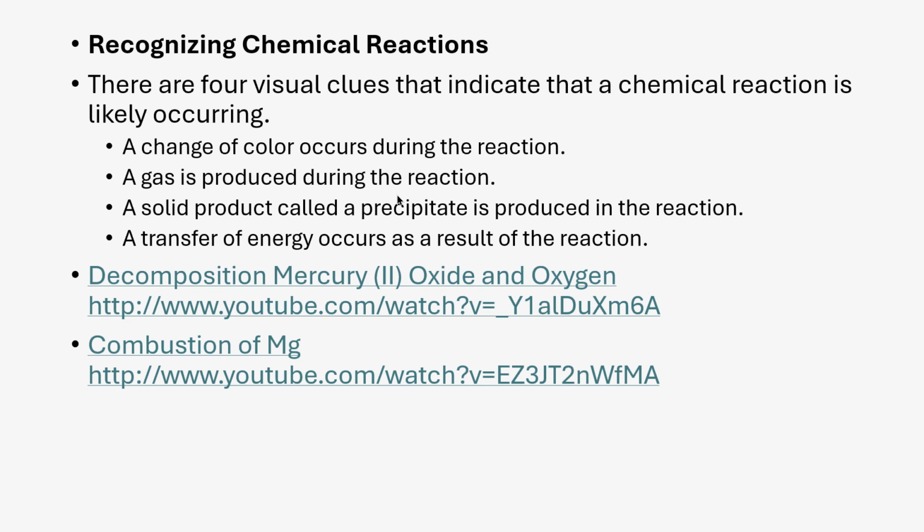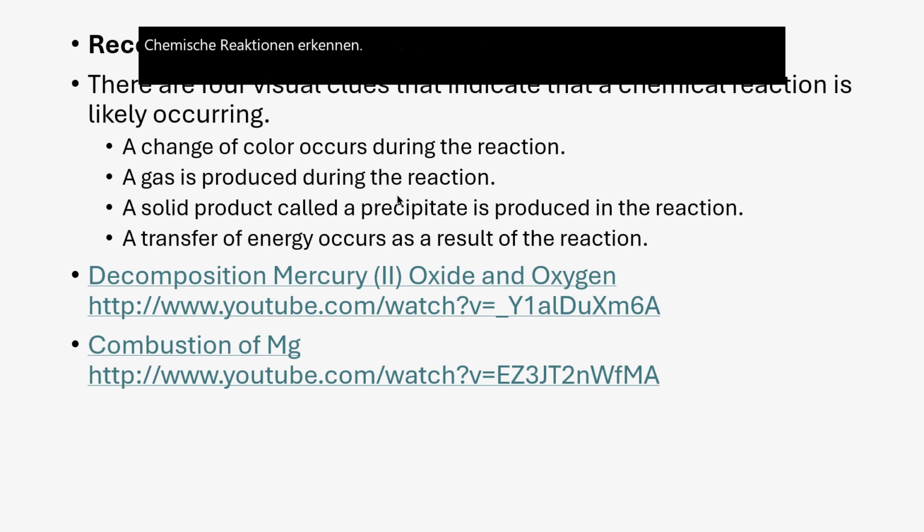Recognizing chemical reactions. There are 4 visual clues that indicate that a chemical reaction is likely occurring. A change of color occurs during the reaction. A gas is produced during the reaction. This could appear as steam or smoke or bubbling in the liquid.